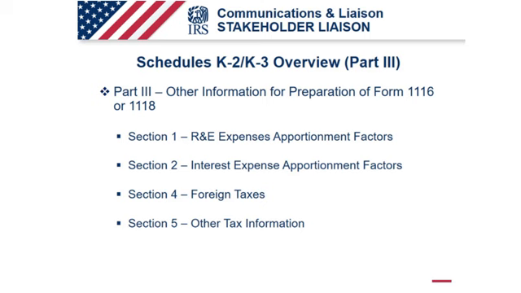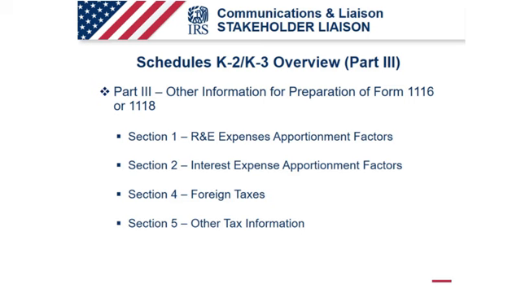Section 1 and Section 2 of Part 3 report research and experimental expenses and interest expense, respectively, and provides information to the partner so that the partner can allocate and apportion each of these expenses. This is because the code and regulations provide specific rules for how to allocate and apportion these expenses. These deductions are reported on Part 1, lines 2 through 6 of the Form 1116. The instructions provide guidance on how to use the information reported on Schedule K-3.